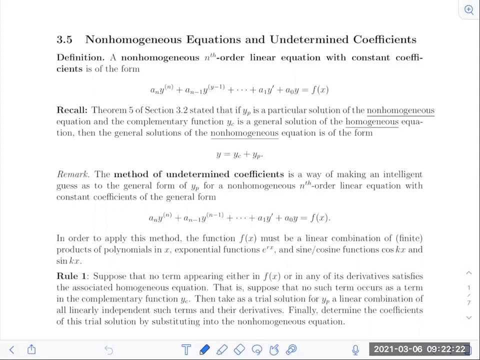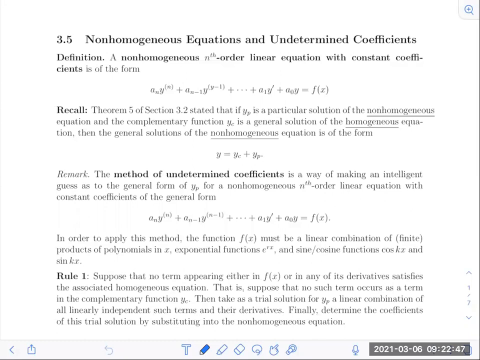In sections 3.3 and 3.4, we discussed how to solve for the general solution for homogeneous equations with constant coefficients. For those, we were setting up our characteristic equation, solving for the roots and classifying the roots as real and distinct, real and repeated, or complex. And then we were setting up the solution based on those various classifications.